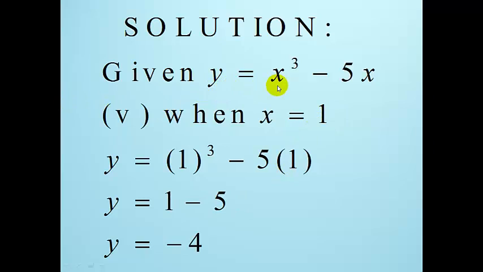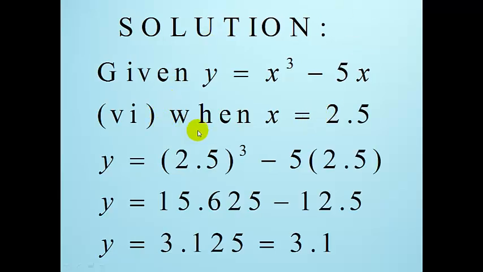Now, given y equals x cubed minus 5x, we are still on the substitution. The next x value is 1. When x equals 1, y equals 1 cubed minus 5 times 1, which is 1 minus 5, equals minus 4. This means y is equal to minus 4 when x equals 1. Now, when x equals 2.5, y equals 2.5 cubed minus 5 times 2.5. When you simplify, the result is 3.1.